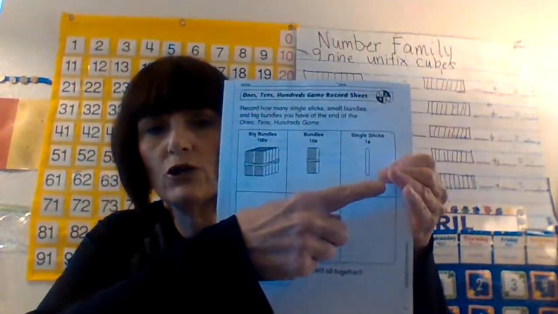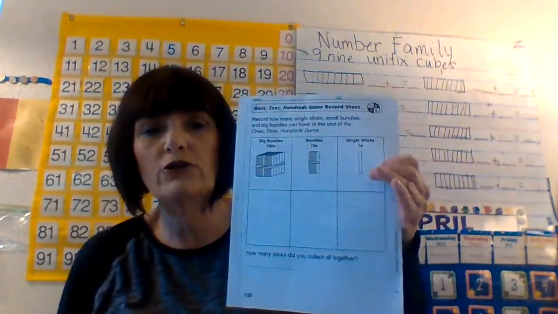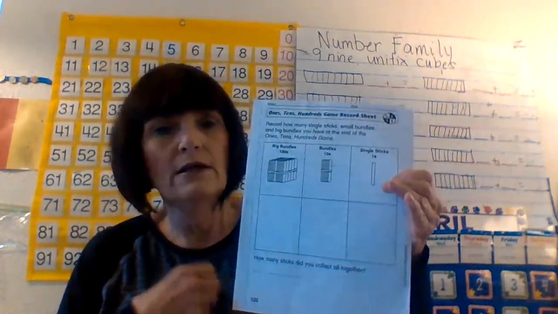Today I'm going to be doing this paper with bundles. We start with one in the ones place, then when you get to 10, you put it in the tens place, and then when you get to 100, you put it in the 100s place. You can use a pencil, a marker, you can use your wipe-off board, whatever you want with that.